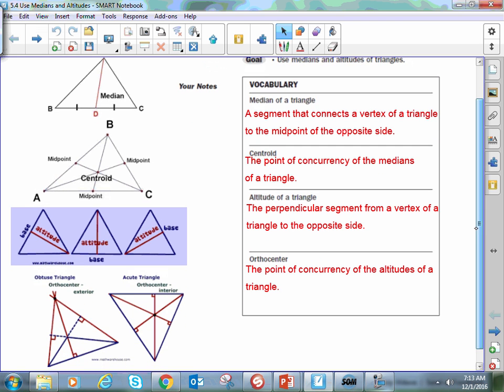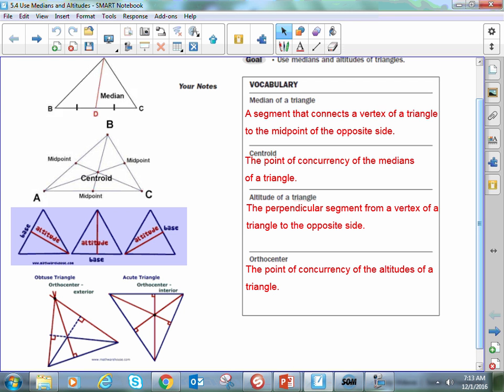So here are the definitions of the segments that we're going to be looking at. A median simply goes from the vertex of a triangle to the midpoint of the side across from it. The point of concurrency of the medians is called the centroid. The centroid is the physical center of the triangle.